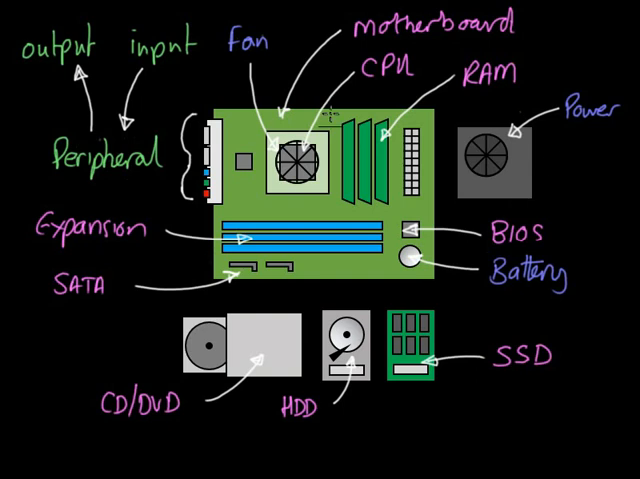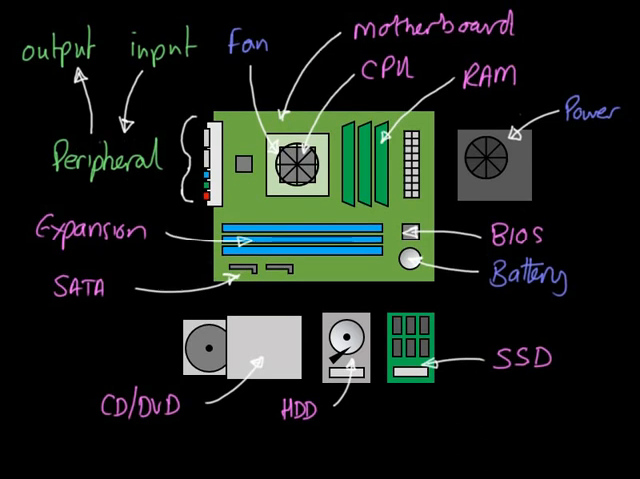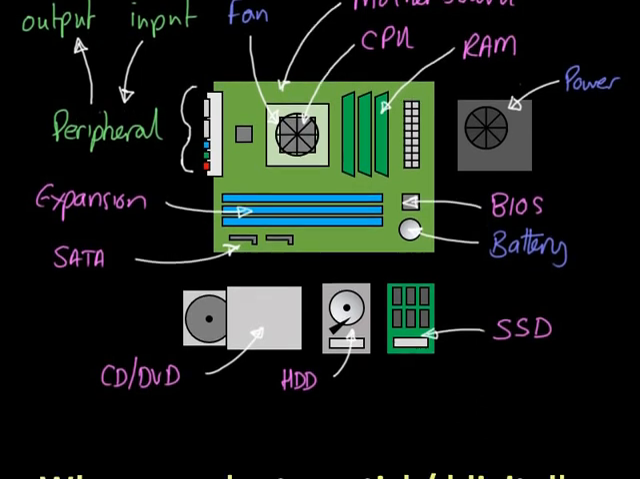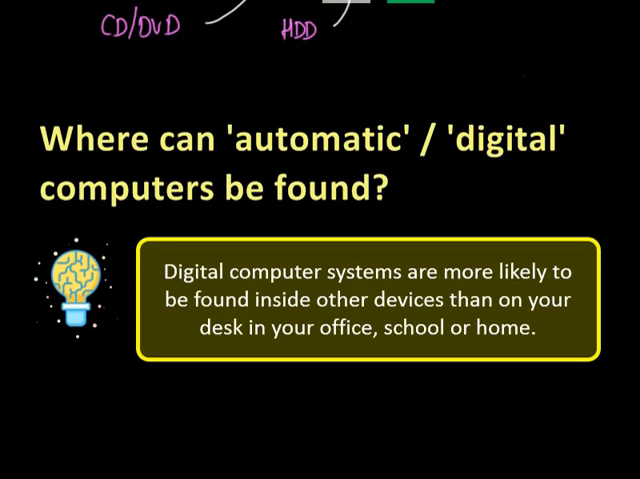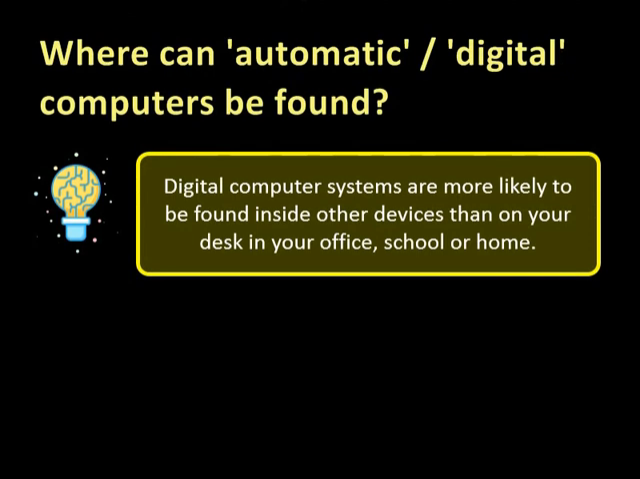There's a lot of information there. That's a pretty long video, but hopefully it's been fairly well broken down. Let's just see if we've answered the question, which was like 20 minutes ago, where can automatic or digital computers be found? Digital computer systems are more likely to be found inside other devices than on your desk in your office, school or home. Thank you.